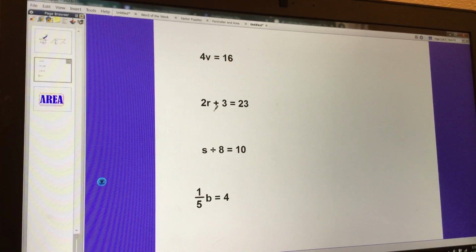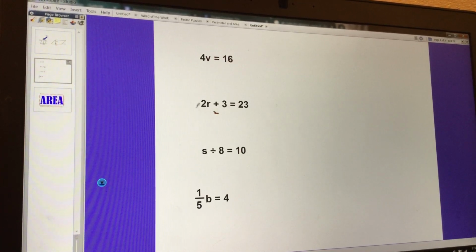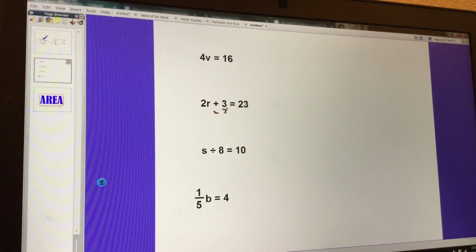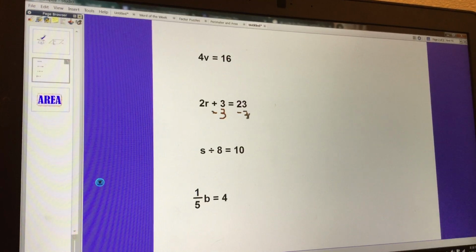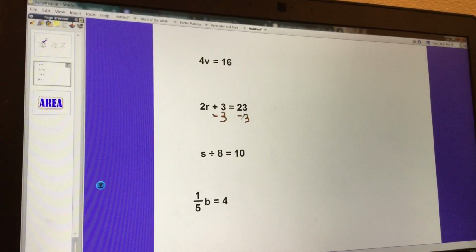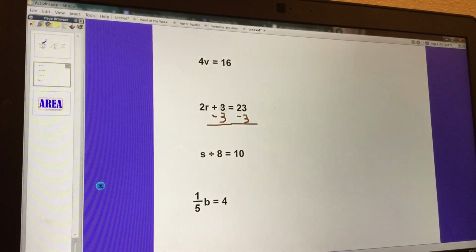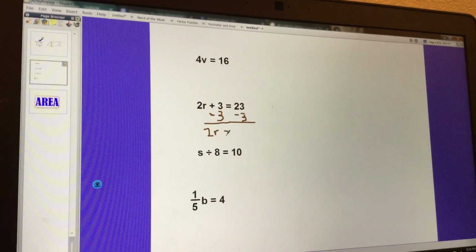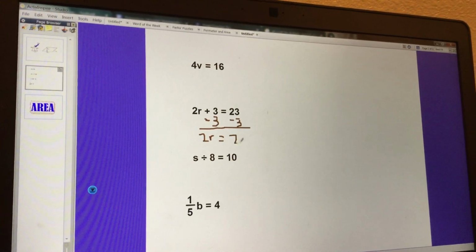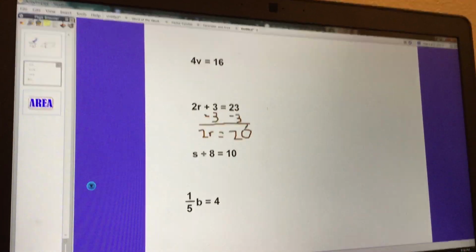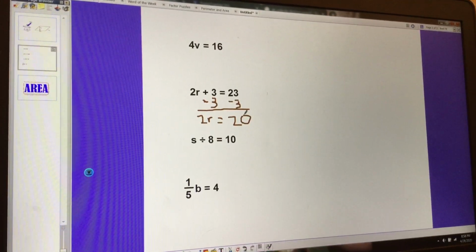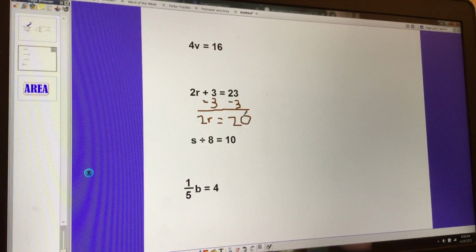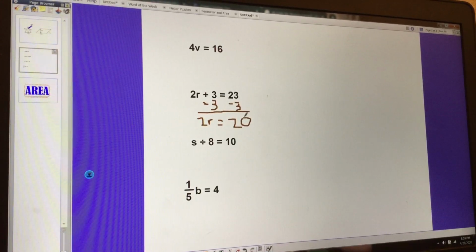Let me show you the algebraic way to solve this. So I have 2 times r plus 3. I'm going to undo that and put a negative 3 here. If I subtract 3 over here, I need to do the same on the other side of the equal sign, right? So now I have 2r on that side equals 23 minus 3, which is 20. Now that's a little easier for us to figure out, right? 2 times what is 20? Well, we need to double it, so it's 10. So essentially r is 10, right? 2 times 10 is 20.